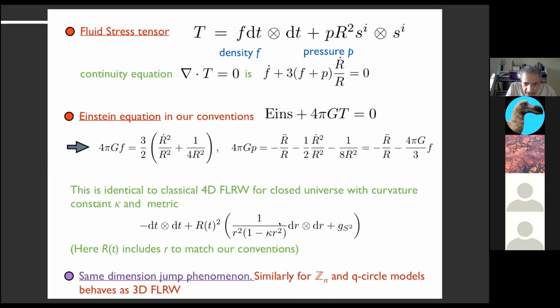If you take this metric, which is the classical FLRW metric with a curvature constant K, to fix our conventions, I've built an R into capital R, so that I've divided through by that to make it fit with our conventions. So in our conventions, this is the usual one in books, which wouldn't have the R here and would have an R squared here. But aside from that detail, this is the standard FLRW model. And then that gives you these same equations. So you've got the same Friedmann equations. And this is the dimension jump phenomenon that I mentioned. And you do the same thing for Zn and for the Q circle.